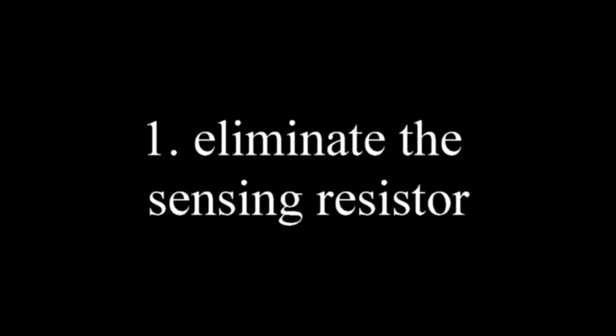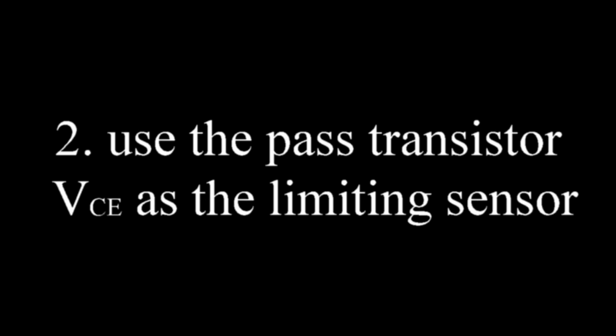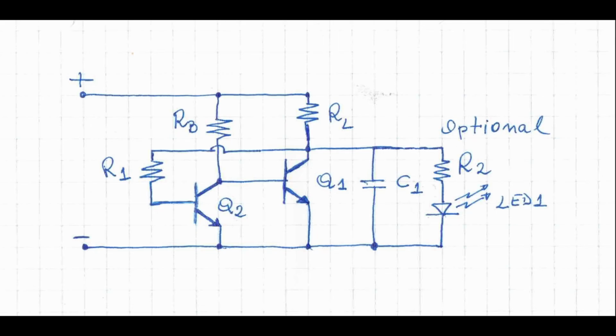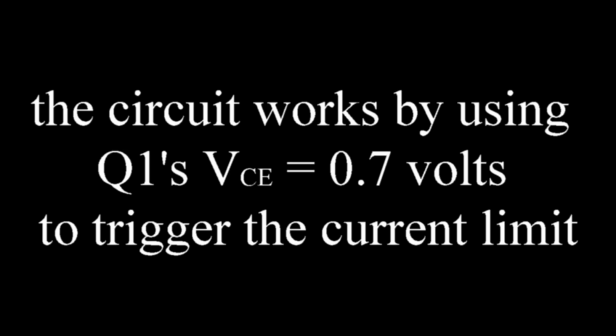There is a very simple solution to resolve this. 1. Eliminate the sensing resistor. 2. Use the pass transistor VCE as the limiting sensor. And here is the circuit. The circuit works by using Q1's VCE equals 0.7 volts to trigger the current limit.